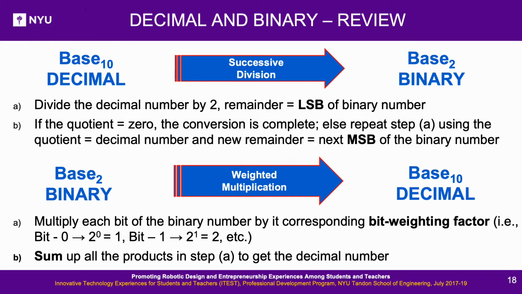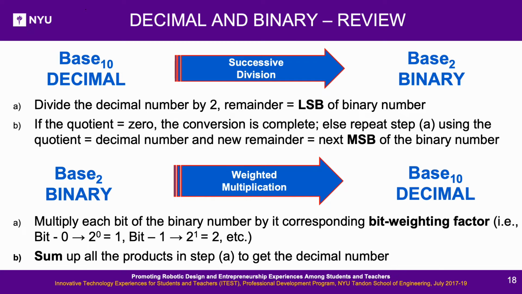Divide the decimal number by 2. Remainder equals LSB of the binary number. If the quotient equals 0, the conversion is complete. Else repeat step A using the quotient equals decimal number and new remainder equals next MSB of the binary number.